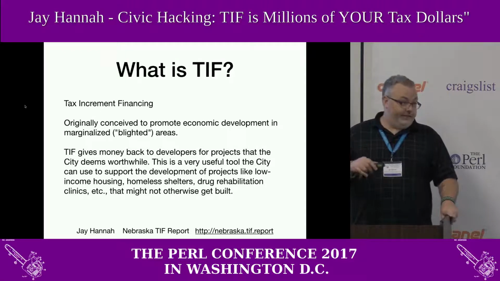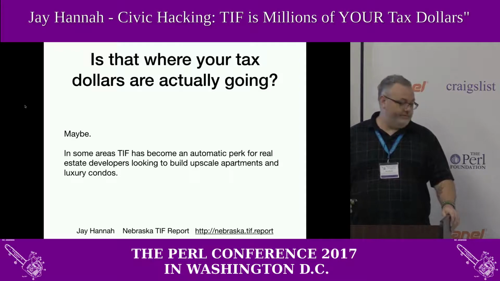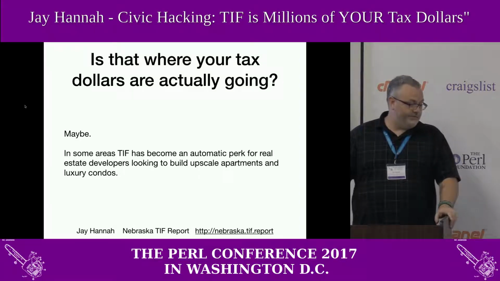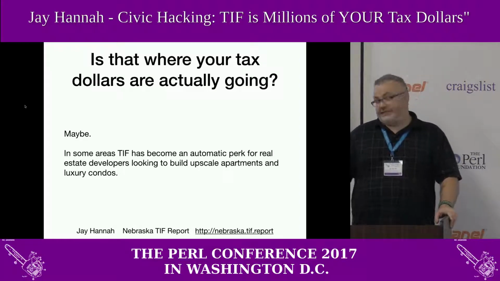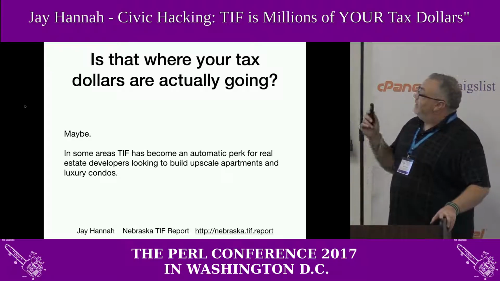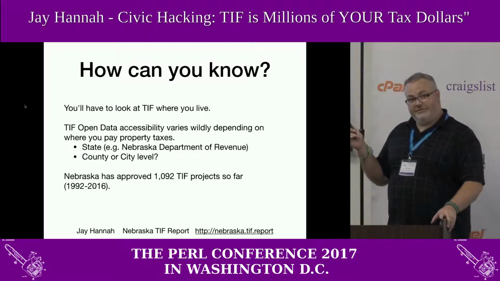Where you live, like in Illinois, you're going to have a lot of city level and county level, separate, disparate information that's not aggregated, possibly, but you'll have to check it out. In Nebraska, there have been 1,092 TIF projects since 1992 that have been approved. So in Nebraska, we have the Property Assessment Division, and there are two options here. There's a PDF files option and an Excel files option.